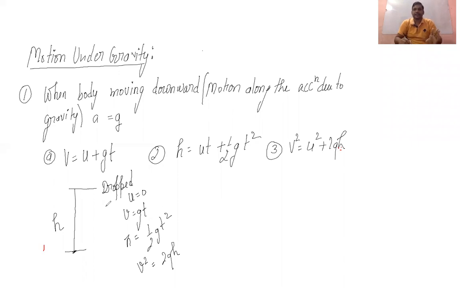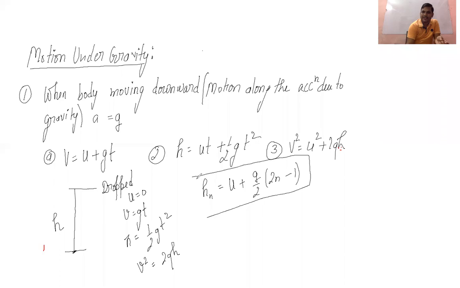Sometimes people ask what will be the distance traveled in the last second, or in the nth second or something like that. The distance traveled in the nth second, hn, can be written as u plus half a into 2n minus 1, that is, g by 2 into 2n minus 1. Here you are using g, not a, because this is a motion under gravity.